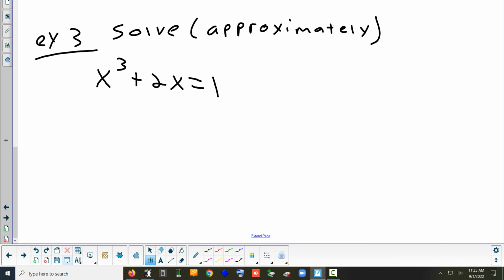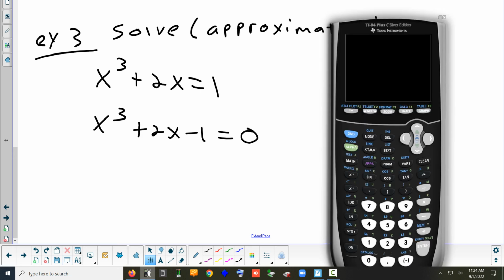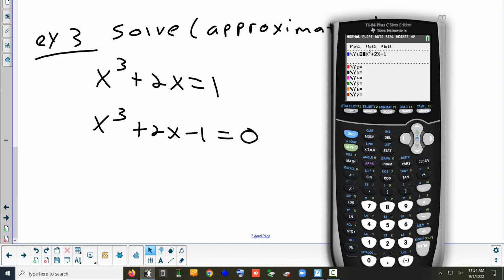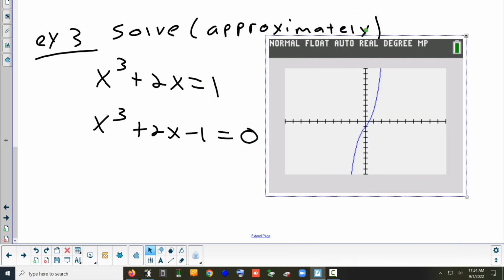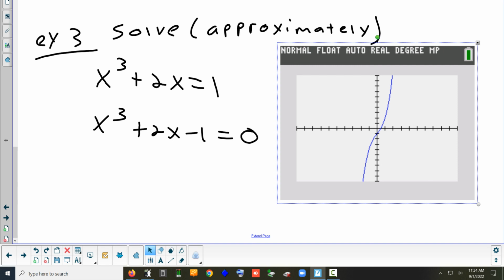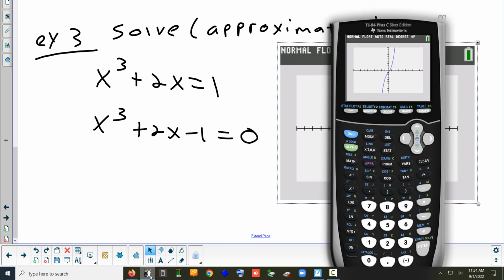So let's find the answer to this one approximately. What do I want to get it equal to if I want to find the roots? Zero. So let's do that first. Let's graph it. So x cubed plus 2x minus 1. Remember, it's a cubic. It could cross up to 3 times. This one doesn't. It does only cross once. And we want to find that answer.